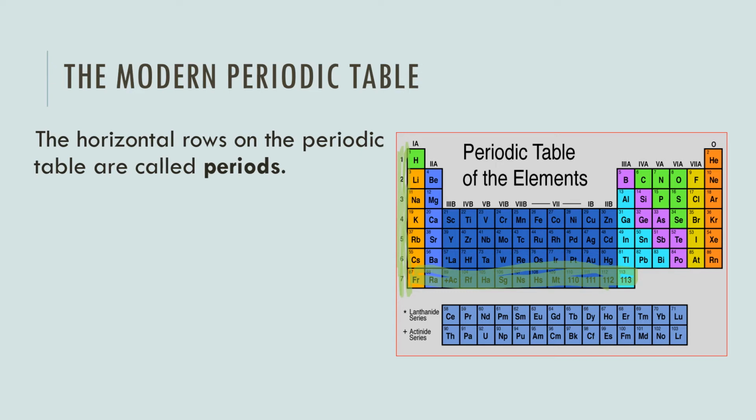Period number 2, let me erase that because that's a little bit messy. Period number 2 here, all of the elements in period number 2 have 2 energy levels around them. Period number 3, all of these elements have 3 energy levels around them, so on and so forth.